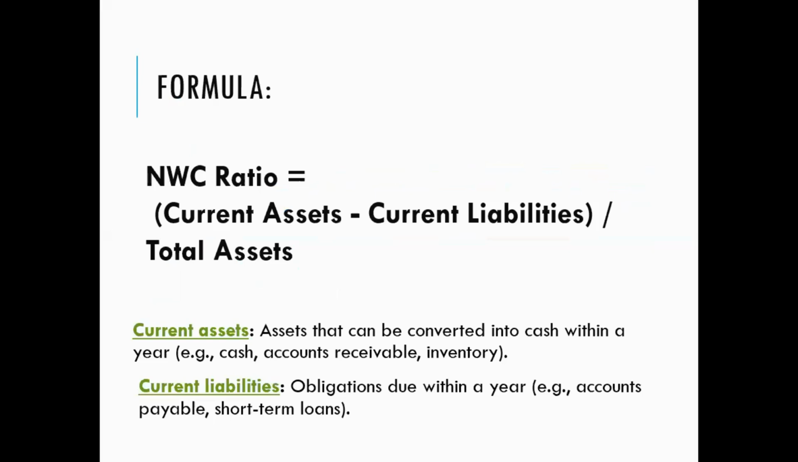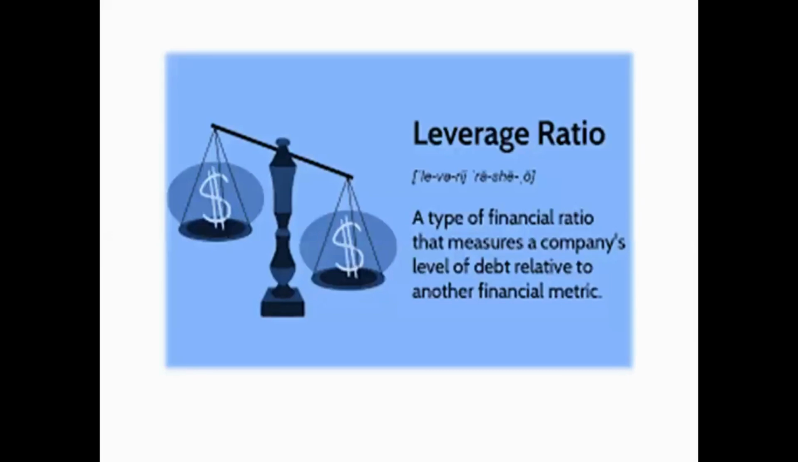Here is the formula of net working capital ratio. Net working capital ratio equals current assets minus current liabilities, divided by total assets. Current assets are the assets that can be converted into cash within a year. Examples: cash, accounts receivable, inventory, etc. Current liabilities are the obligations due within a year. Examples: accounts payable, short-term loans, etc.